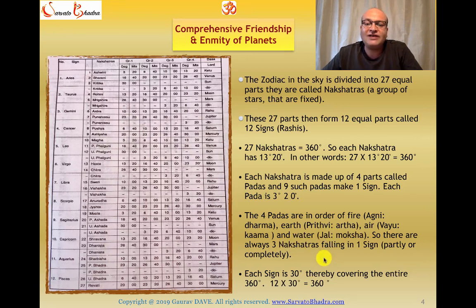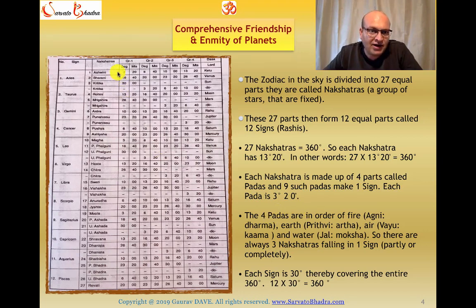So there are always three nakshatras falling in one sign, partly or completely. So nine such parts, nine such padas, make one sign. So four padas are covered in the first nakshatra, then four padas are covered in the second nakshatra, and then the next pada is there. So it makes nine padas, and that is the sign.